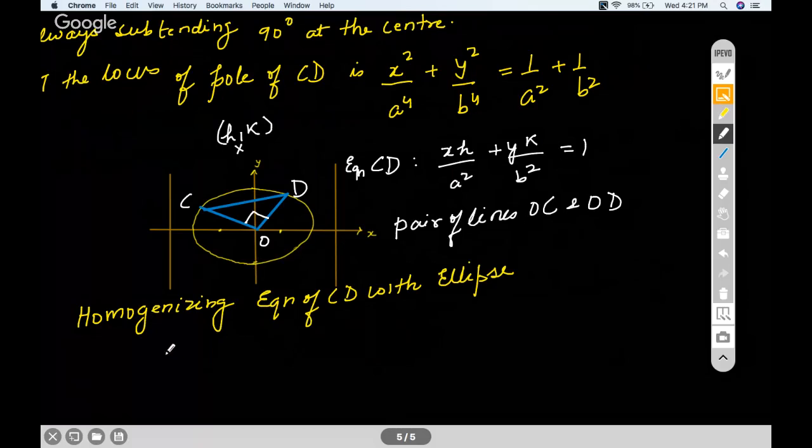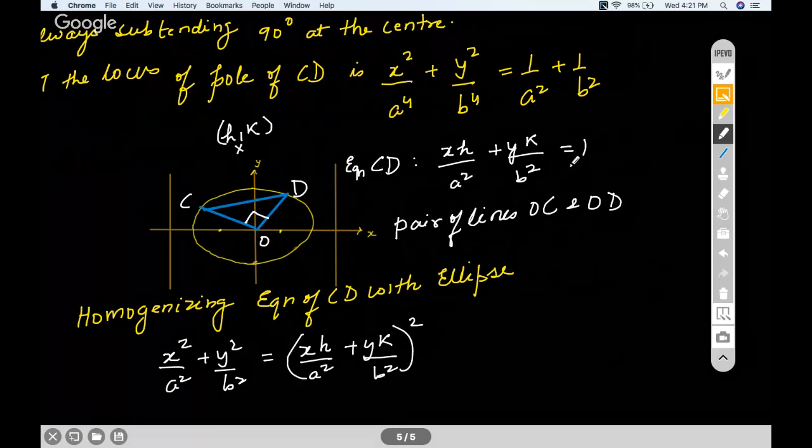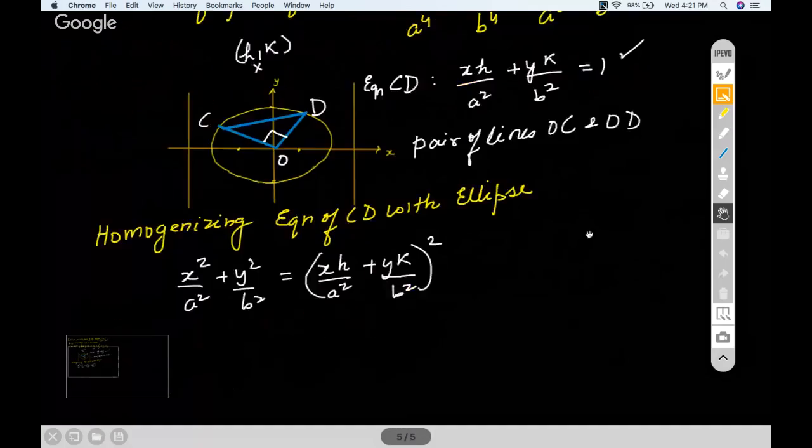So when I say homogenizing, do not disturb the second degree terms of the conic, but this one term over here, you can actually write as (XH/A² + YK/B²)². Because 1 is this, and you can write that 1 as 1 squared. So from this equation, you can write X²/A² + Y²/B² = (XH/A² + YK/B²)².